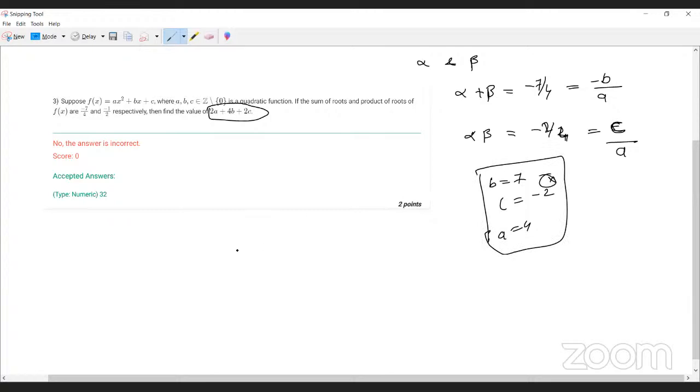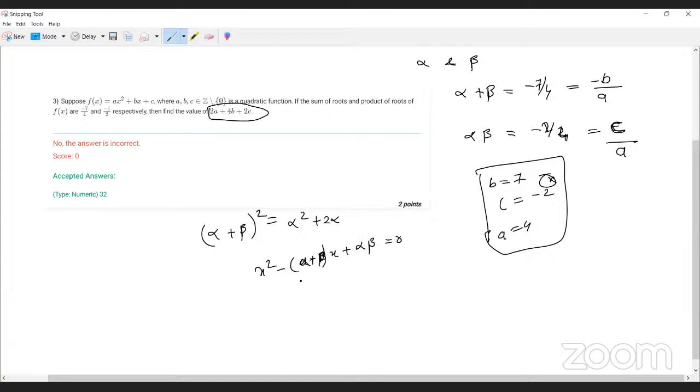Okay, so tell me. x square minus the bracket alpha plus beta bracket close x, plus alpha beta, is equal to 0.